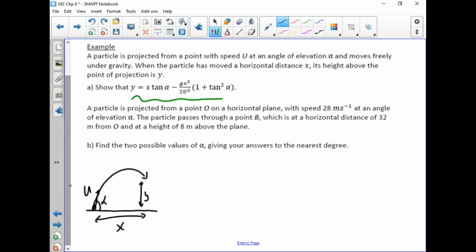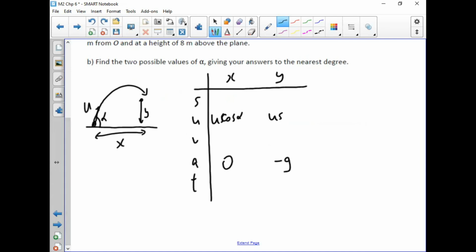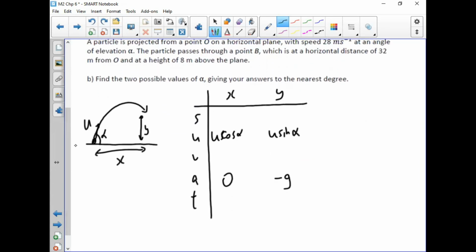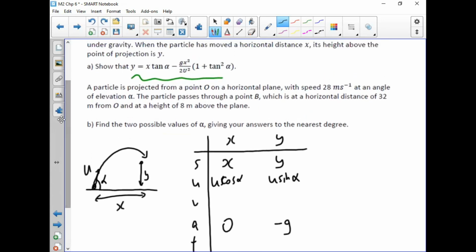So what we know is also with that point we've traveled x, that's y. Needless to say, double SUVAT, x and y: s, u, v, a, t. Again, ax is 0, ay is negative g, ux is u cos alpha, uy is u sine alpha. Next, what else do we know? Well, we are told when it travels horizontally x, so the distance sx is x and sy is y. They want us to show the equation.